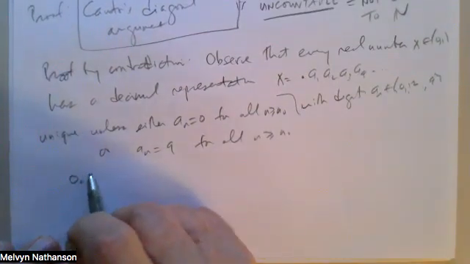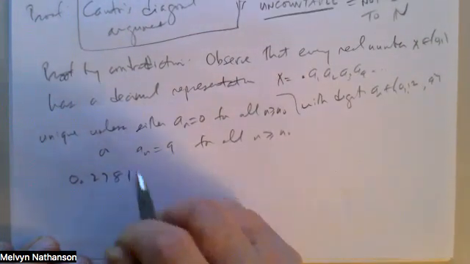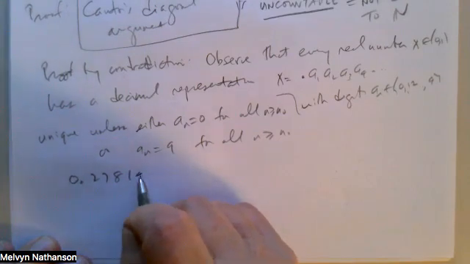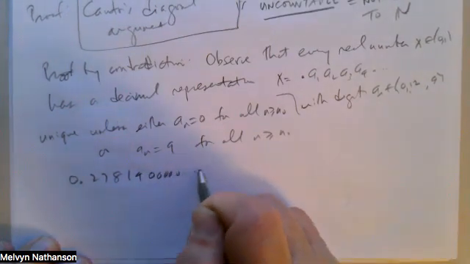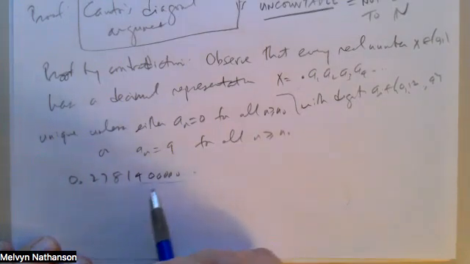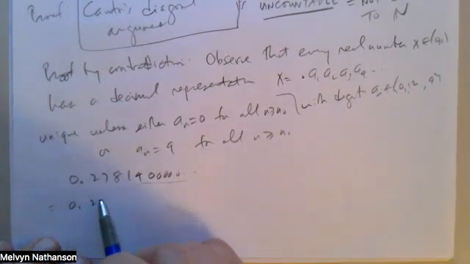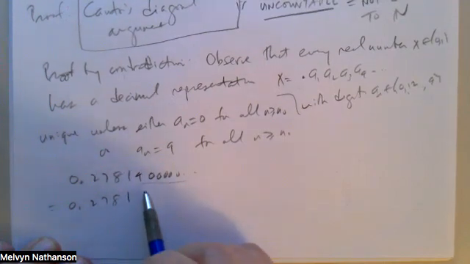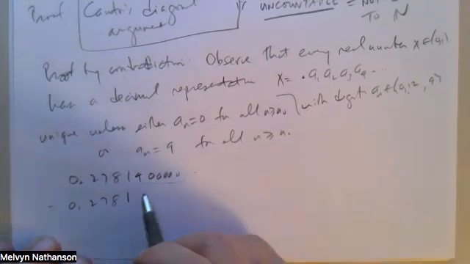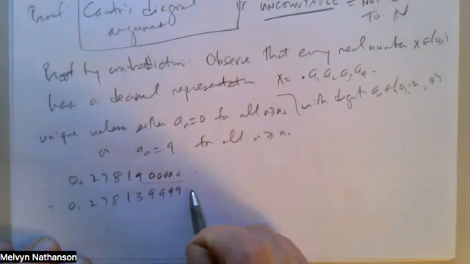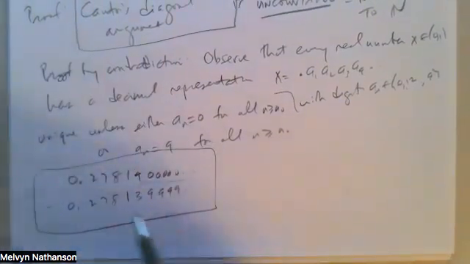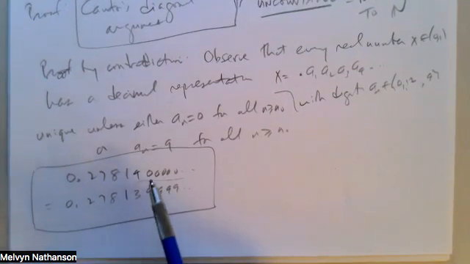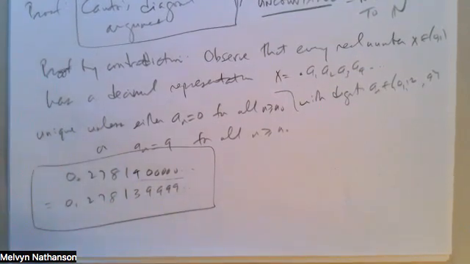And in that case, we have something like this. You could have the number 0.2781 followed by 4, 0, 0, 0, 0, zeros forever. So this is zeros from some point on. Or this is the same as the number 0.2781 with, instead of 4 followed by zeros, 3 followed by nines. And if you understand what a decimal representation of a number is, then you can show these are exactly the same number.